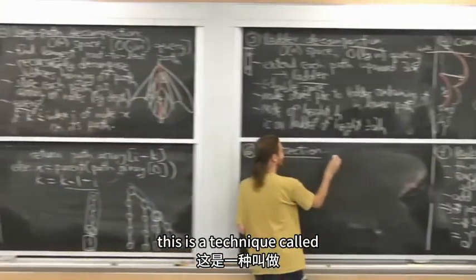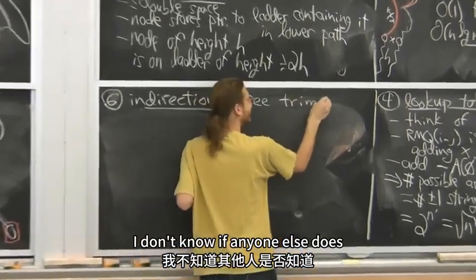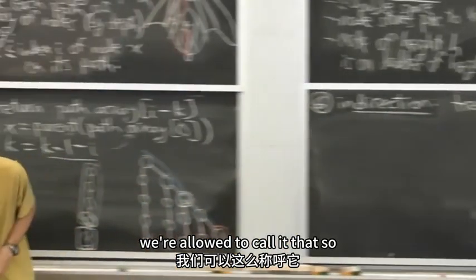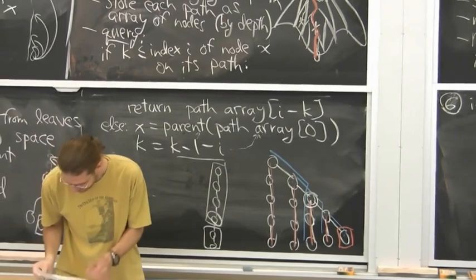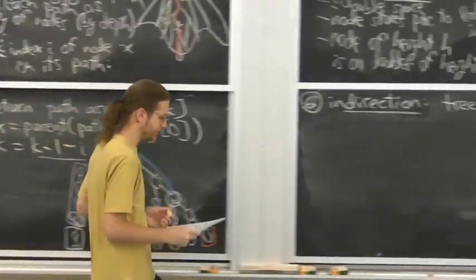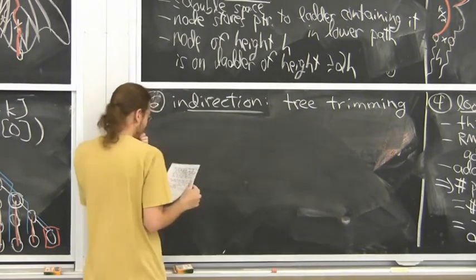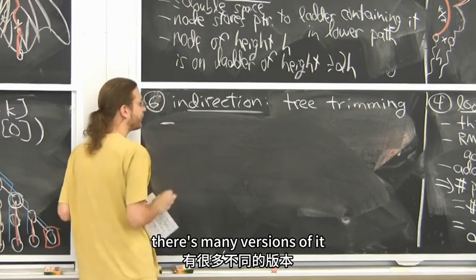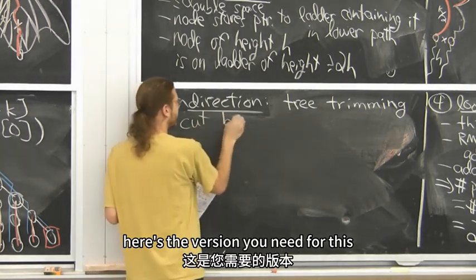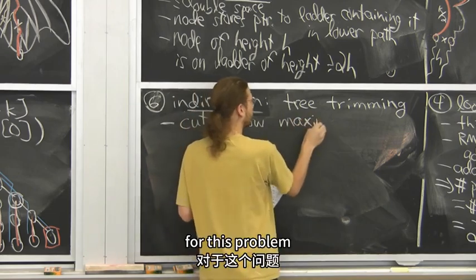This is a technique called tree trimming, or I call it that. I don't know if anyone else does. But I think I've called it that in enough papers that we're allowed to call it that. It was originally invented by Alstrup and others for a particular data structure. There are many versions of it. We will see other versions in future lectures, but here's the version you need for this problem.